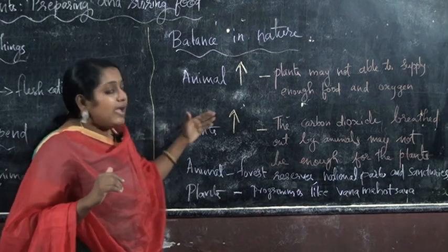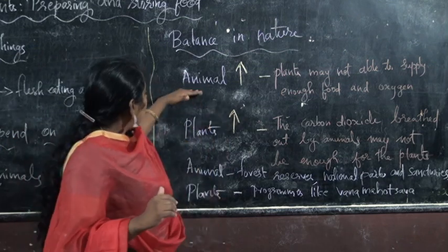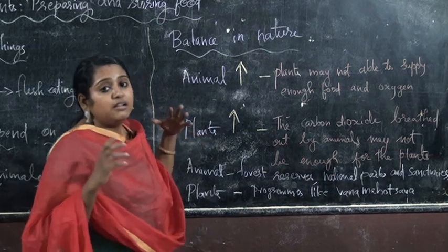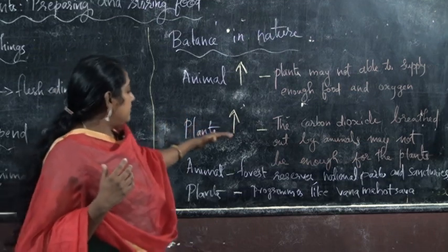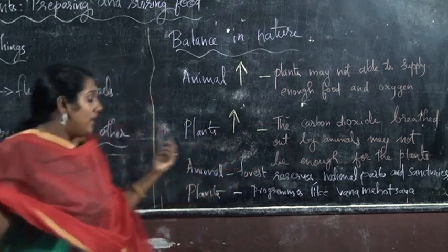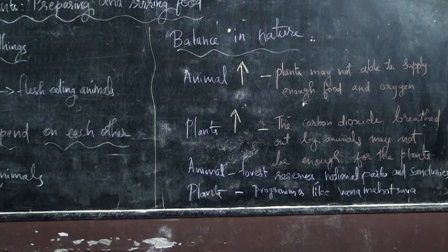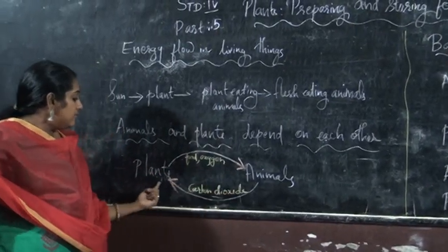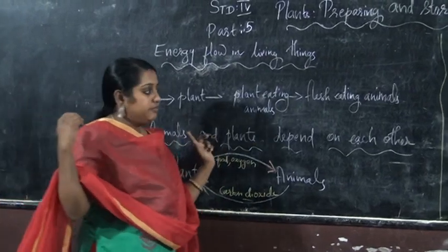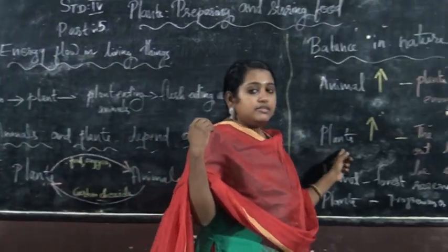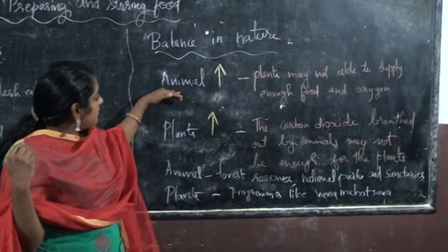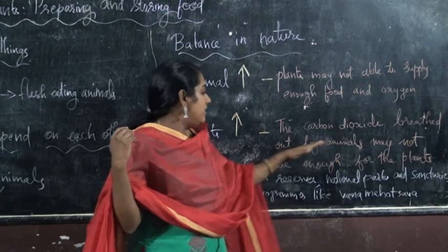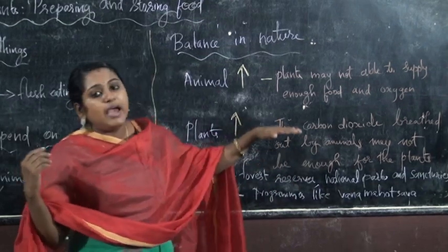Okay, then what happens if the number of plants increases and the number of animals is constant? What happens when there is a sudden increase in the number of plants? We know that animals supply carbon dioxide to plants. So if there is a sudden increase in plants and the number of animals is constant, what happens? The carbon dioxide breathed out by animals may not be enough for the plants.